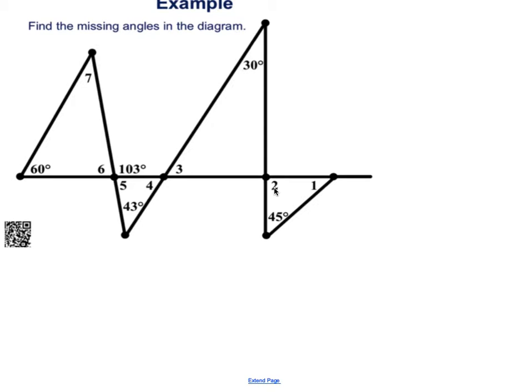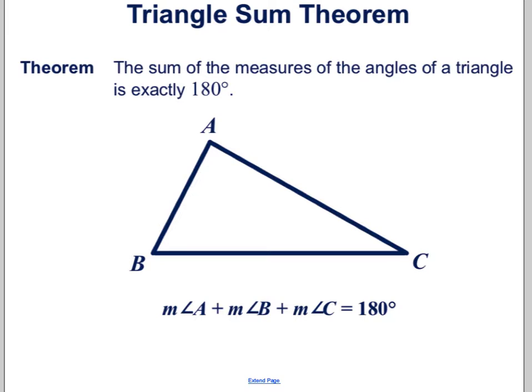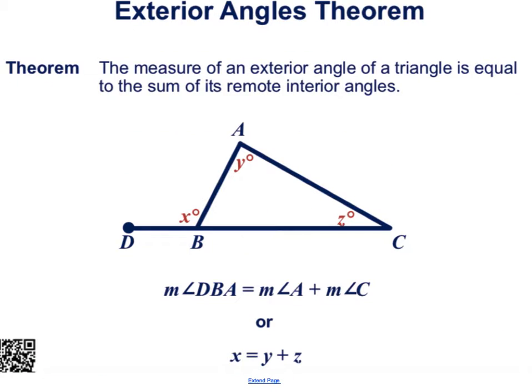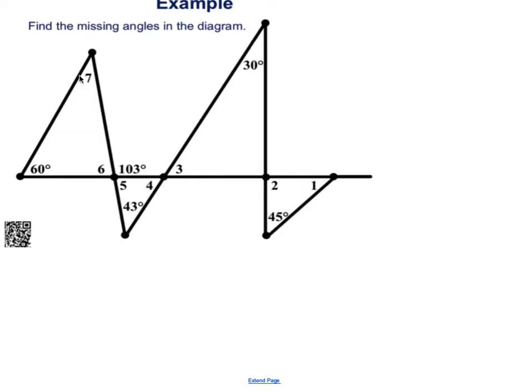Hey guys, welcome back. So this is the second video on finding the missing angles in this diagram. Previously I've shown you different ways that you can use the triangle angle sum theorem, and also the exterior angle theorem. This image is actually a combination of that, so you can use either or to solve all of these angles that they're asking for.